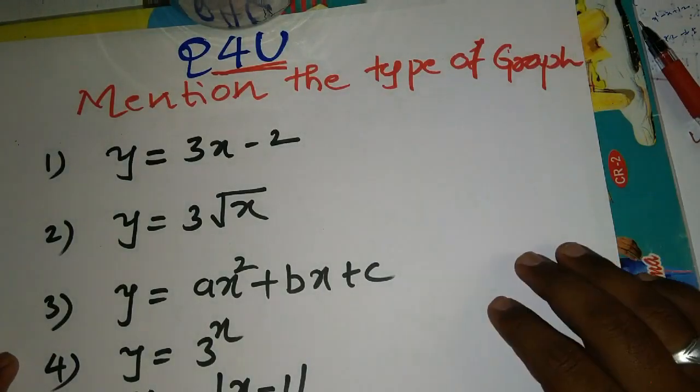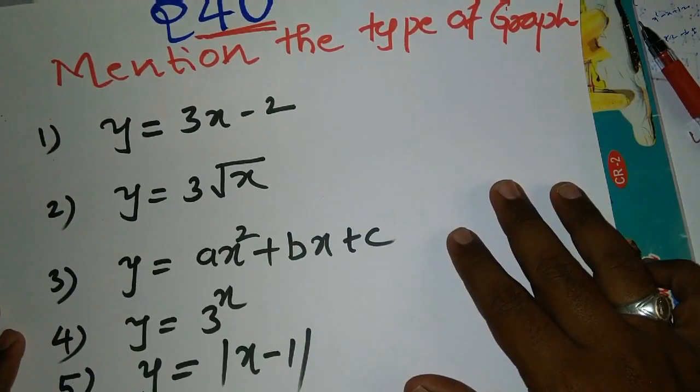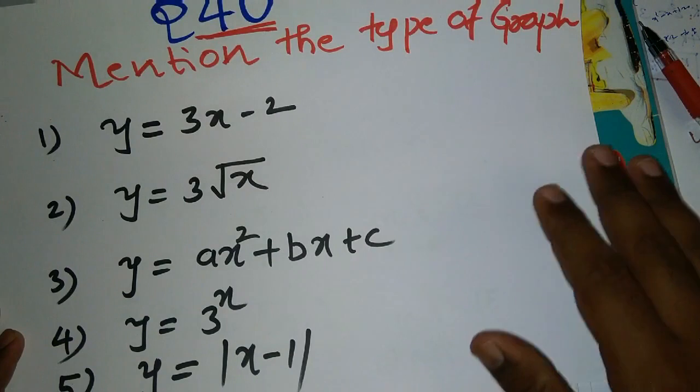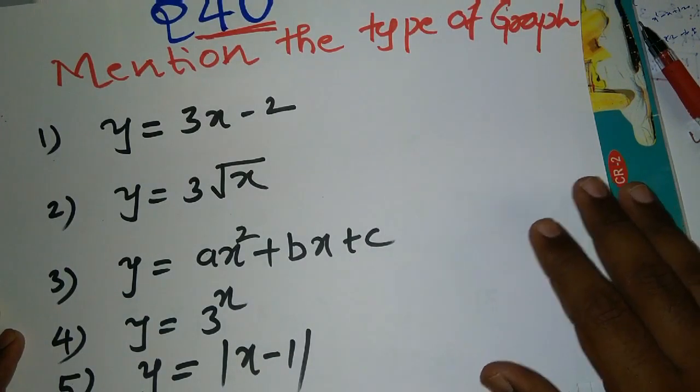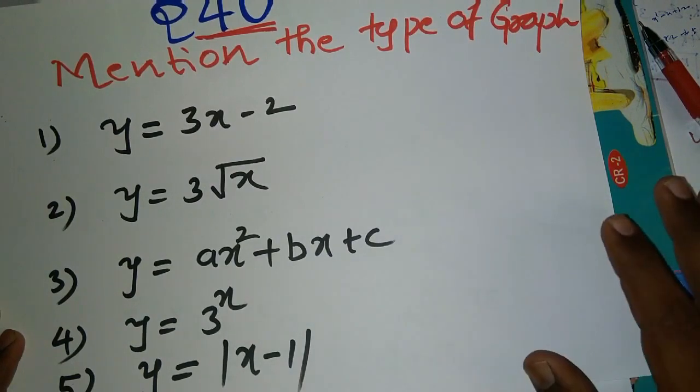So dear students, let me ask you a small question. Mention the type of graphs. You need to identify what kind of graph they are, whether they are linear, square, square root, parabolic curve function, log function, or exponential function here.